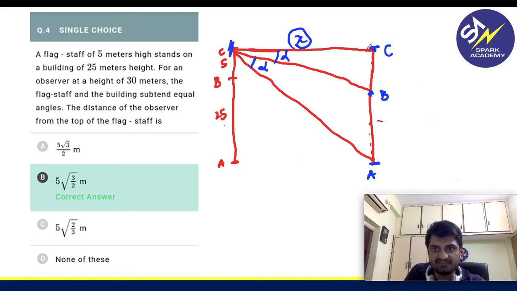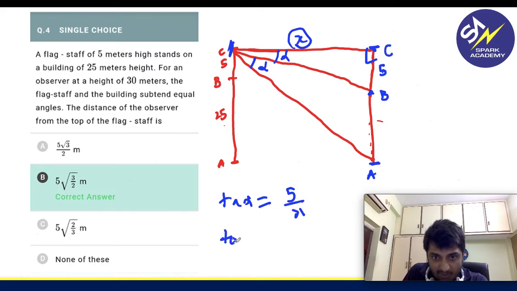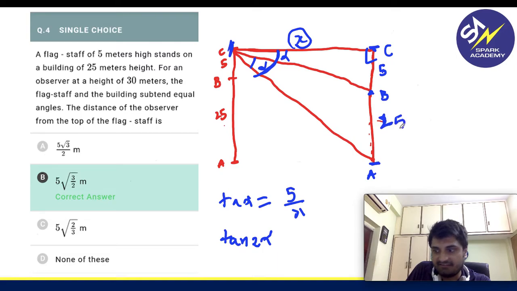Now tell me guys, this will be like 90 degrees. So what will be tan alpha basically? Tan alpha, can I write this as, this is 5 meters, so this is 5 by X, right? 5 by X. What about tan 2 alpha? That is this complete angle. This will be 5 plus 25, right? 30. So that I can write it as 30 by X.